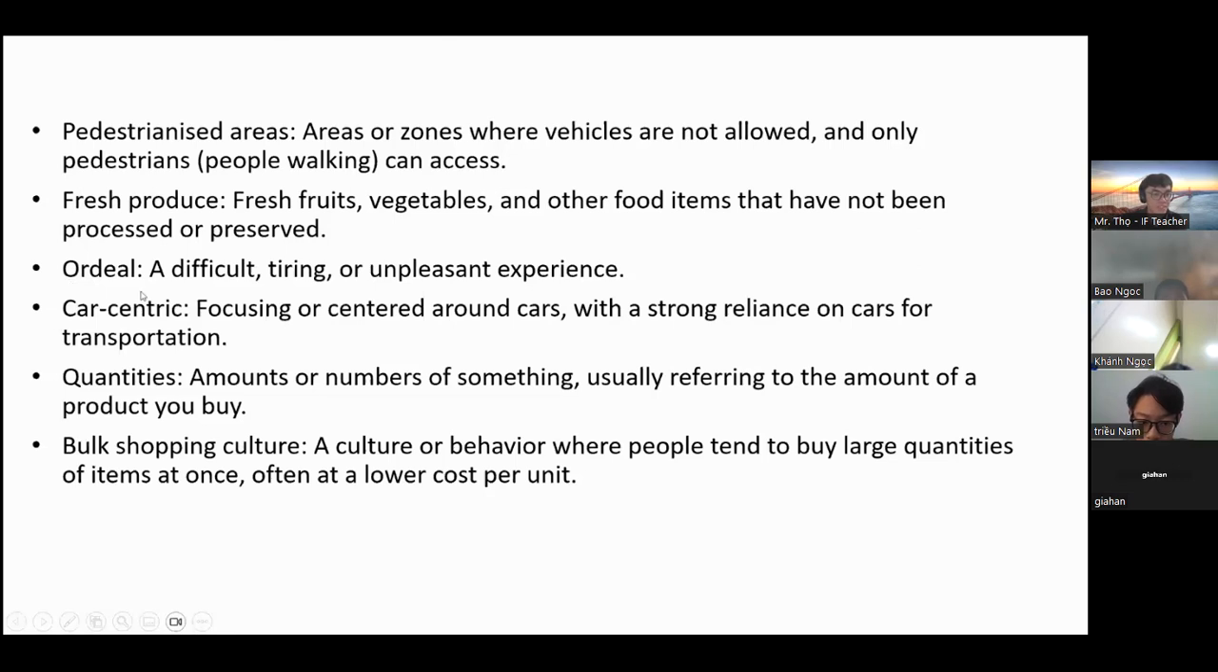Another word is ordeal, a difficult, tiring, or unpleasant experience. Now, the fourth word here is car-centric. Car-centric, which means focusing or centering around cars. Like cars will be the main means of transportation.